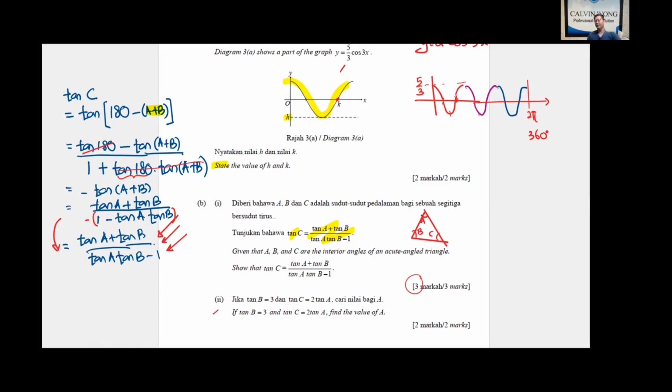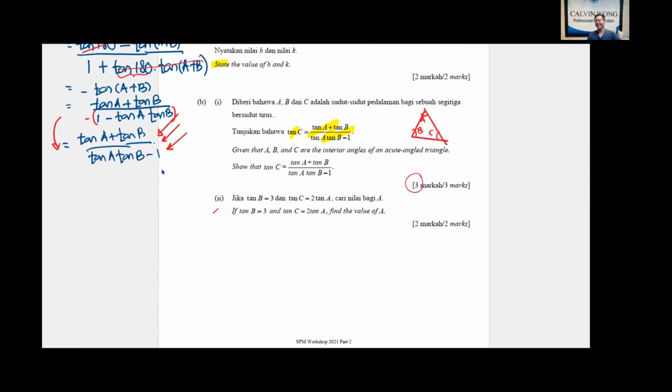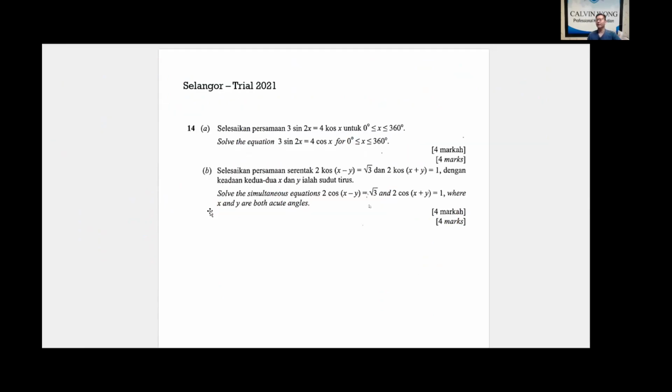So part 2, the easy thing we can skip, right? This one you can do, I know. All these questions I plucked from 2021 trial papers, state papers.